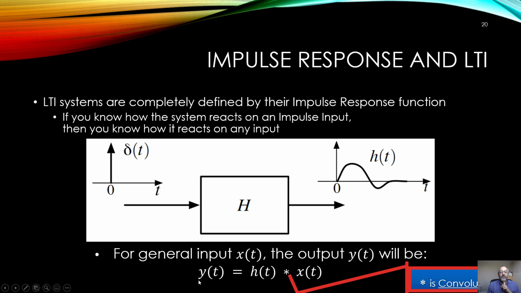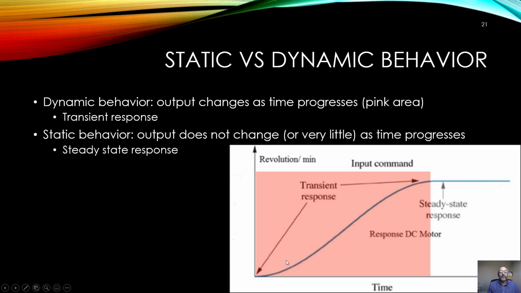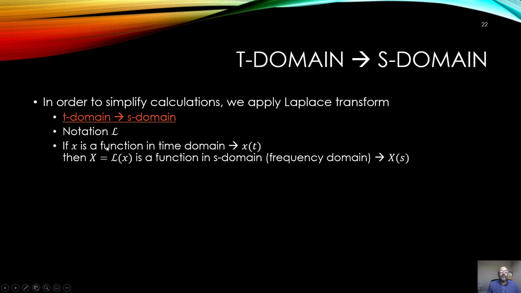This formula that I just showed, where the output is the impulse response function convoluted with the input, that is a formula, and if you calculate that formula, then for any input you can always calculate the output, but this is not an easy calculation. A convolution is a difficult and time-consuming operation. So to avoid that, we go to the S domain. In other words, we apply a Laplace transform.